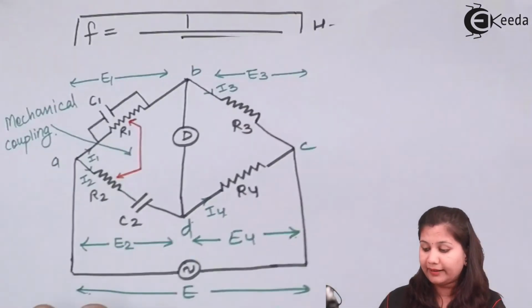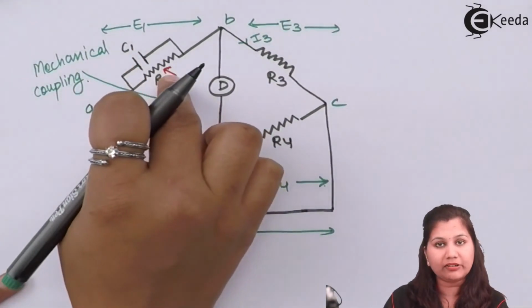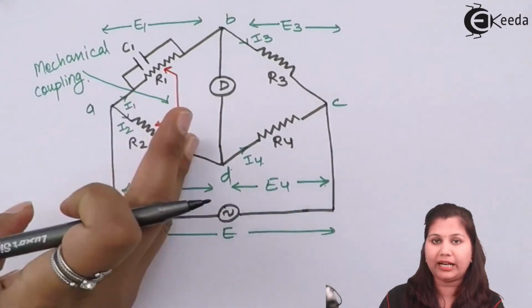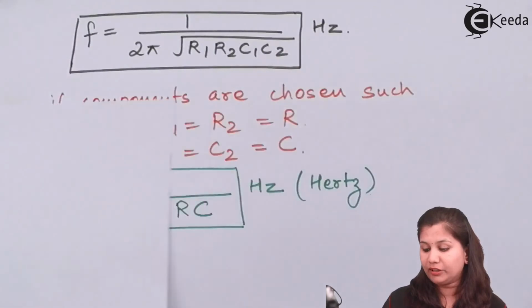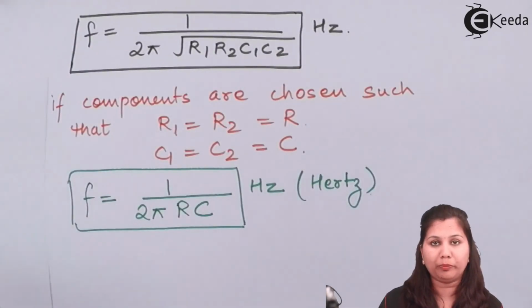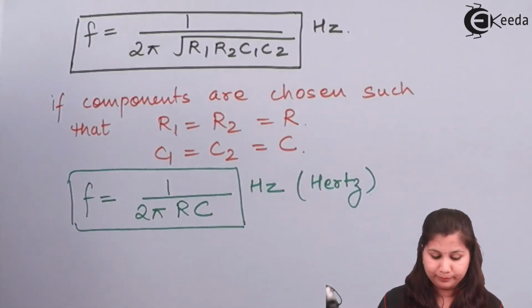This is the circuit diagram. In that diagram, we have the parallel combination of capacitor and resistor, and in one arm we have the series combination. So just like in the resonance circuit, we got the frequency as 1 upon 2 pi RC, here also we are getting the same formula. Okay.